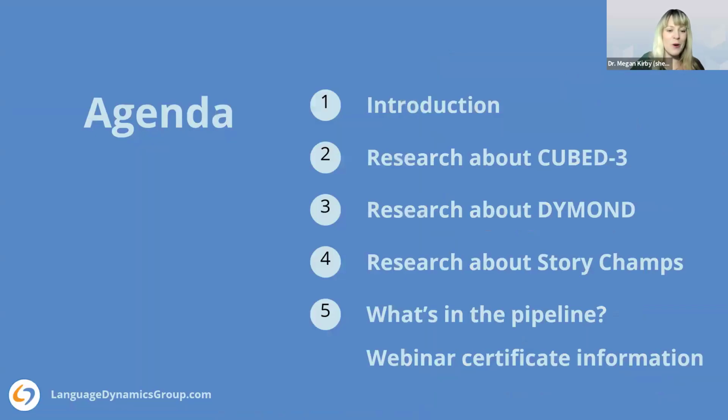So without further ado, let me go over what we're going to talk about in this webinar. I'll give a brief introduction to who we are as an organization. I think that's important. Then a little bit of research, just 2 studies about the Cubed. I'll go into 1 study that was recently published about the Diamond, which is our new DLD and dyslexia diagnostic assessment. We'll go into research about Story Champs. There's a bunch, and I think I even forgot one of the articles to include tonight. Then we'll briefly talk about what's in the research to practice pipeline. What do we have going on? If you're interested in becoming a research partner, how do you go about doing that? And then I'll provide information for the webinar certificate at the end.